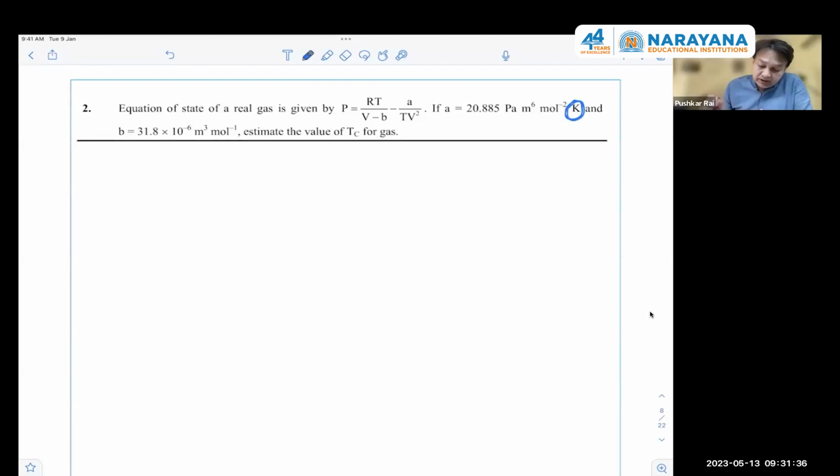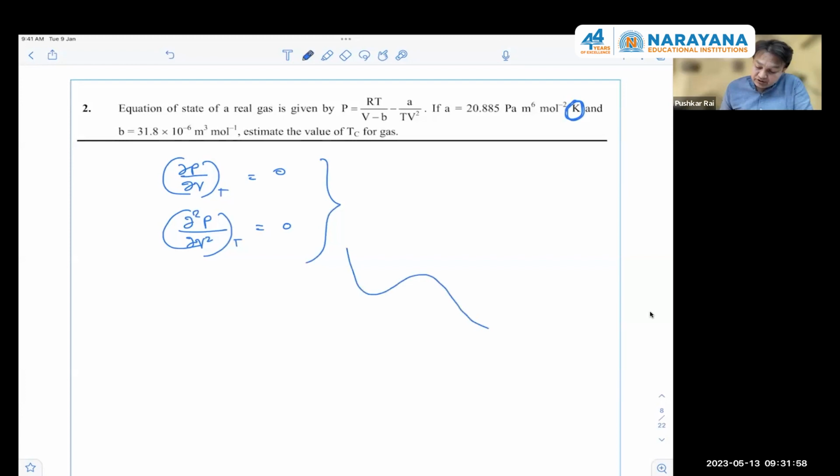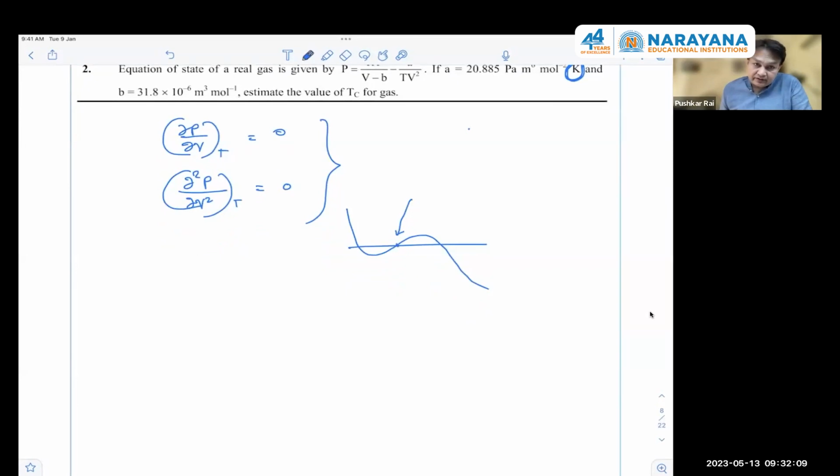But this is the more important thing: del P by del V at constant T is equal to 0, and del square P upon del V square at constant T is also equal to 0. This is more important because it's a cubic equation. In a cubic equation, there is a point of inflection, and the critical point comes at the point of inflection. The other approach will not work everywhere. Here it will also work, but this is the more important approach.